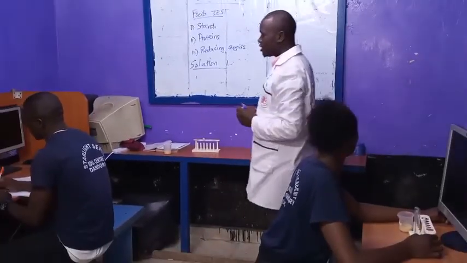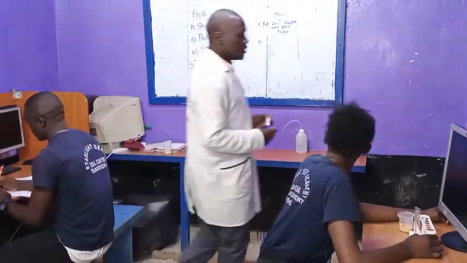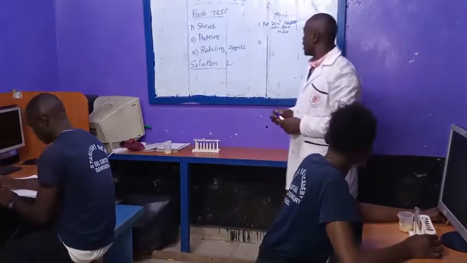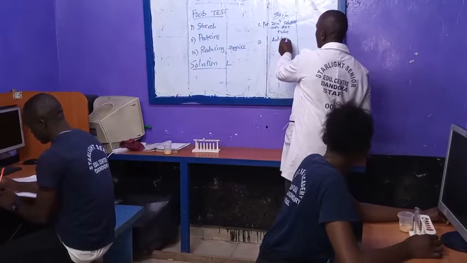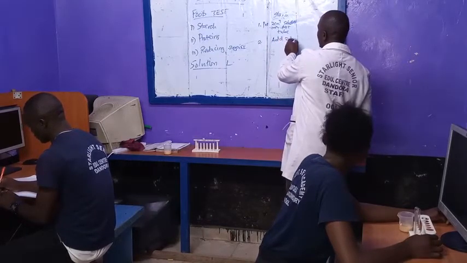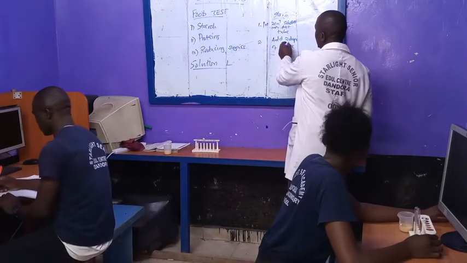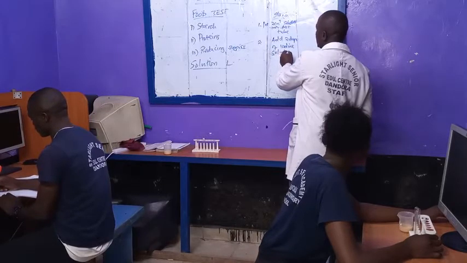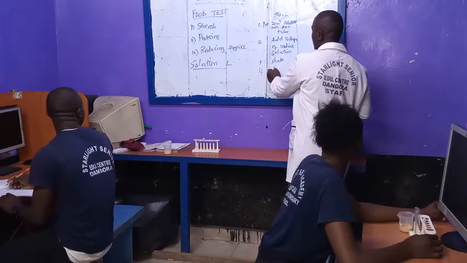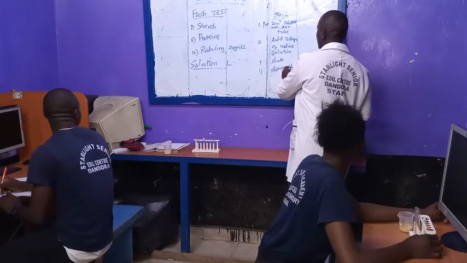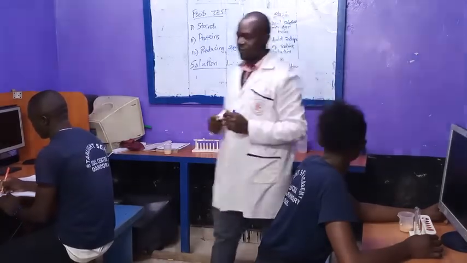Then after you've measured 2 cm cubed of solution L, you need to add 2 drops of iodine solution. Then you need to shake. Then you observe color change.